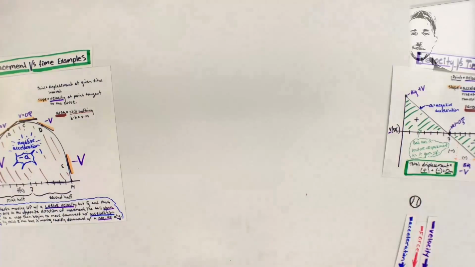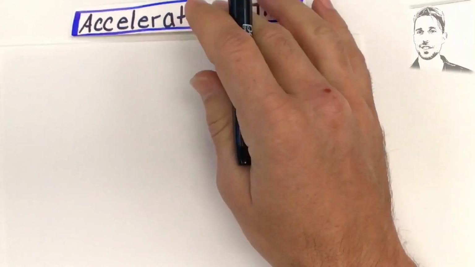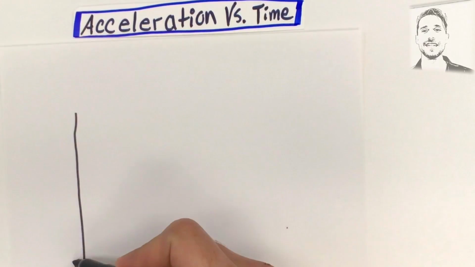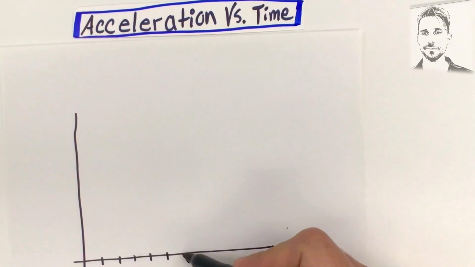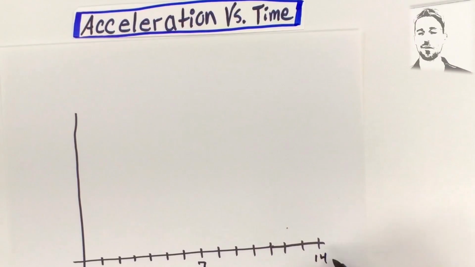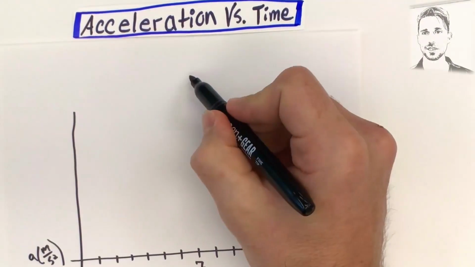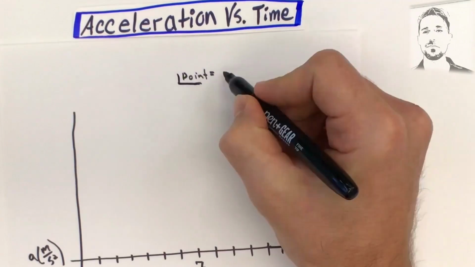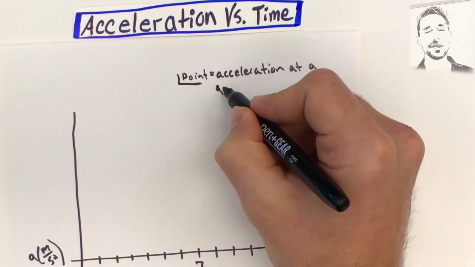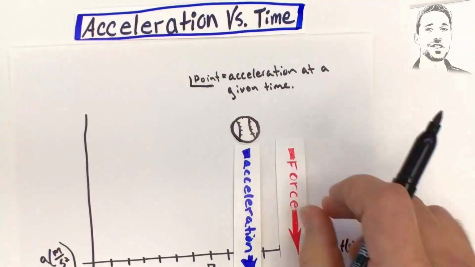And let's draw what that looks like with acceleration versus time. So acceleration versus time for a negative acceleration. We have our time period here, 14 seconds. And accelerations in meters per second squared. And what does a point tell us? Point's going to tell us the acceleration at a given time when we're talking about acceleration versus time.